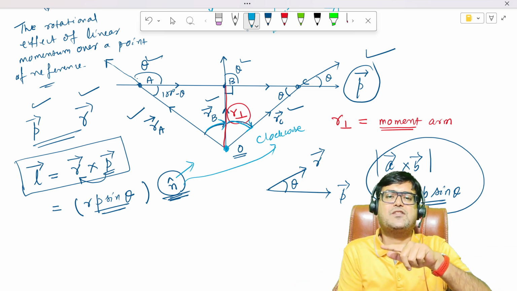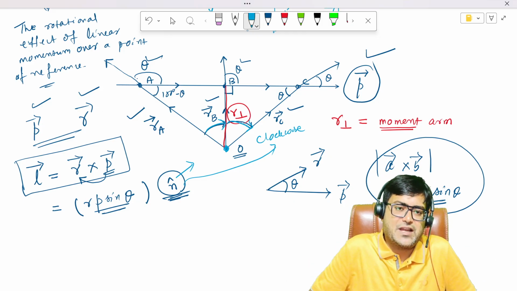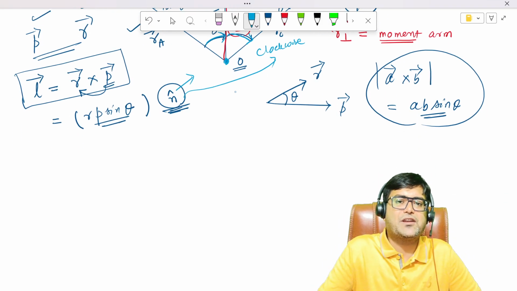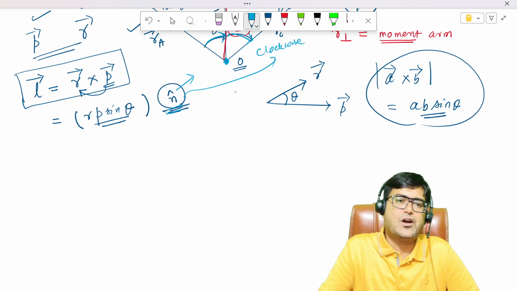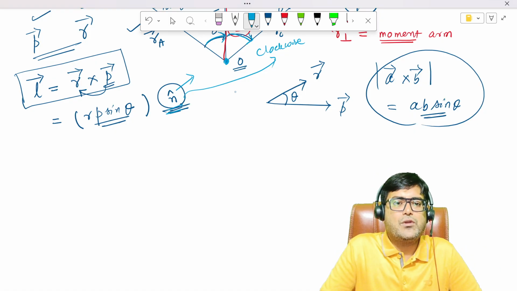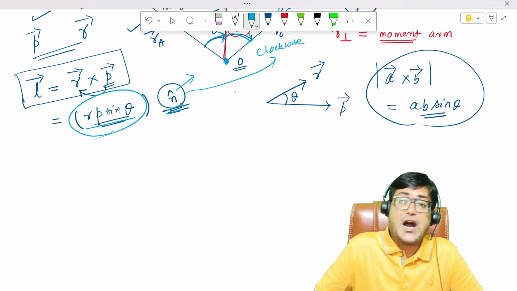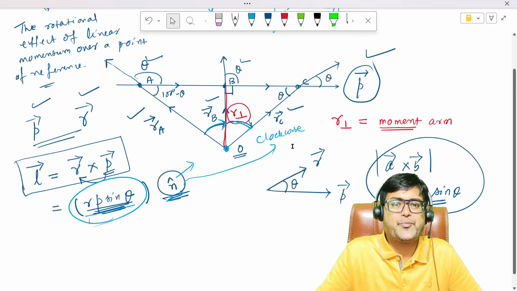In that case, the position vector would have rotated anti-clockwise, and n cap would have meant anti-clockwise. But in this particular discussion, let's focus now that we understand how to make sense of n cap, or the direction of angular momentum, which is in this case clockwise. Then how do we make sense of the magnitude, which is r p sine theta? Now r p sine theta, let's understand.